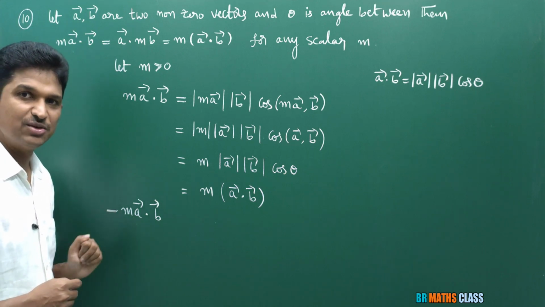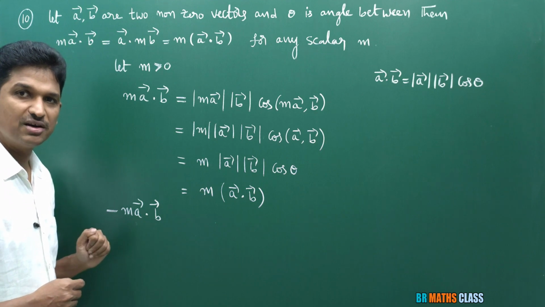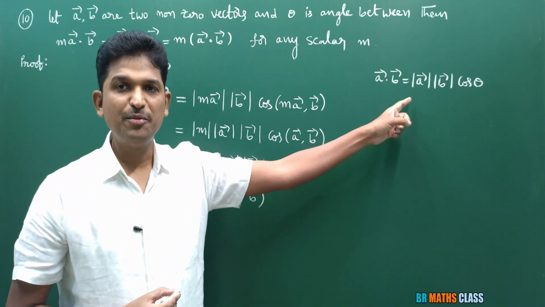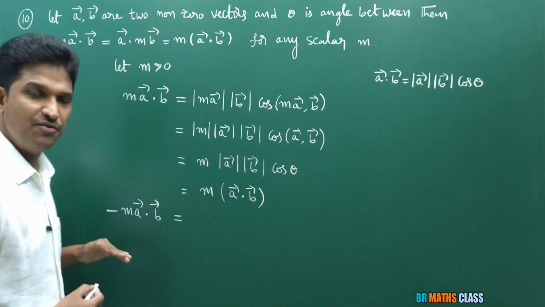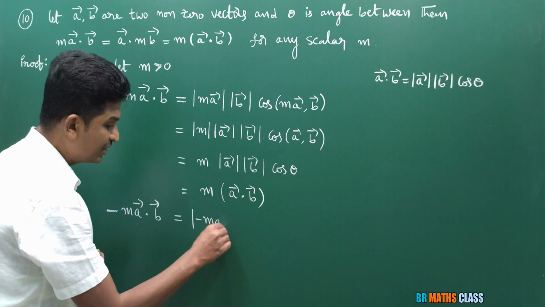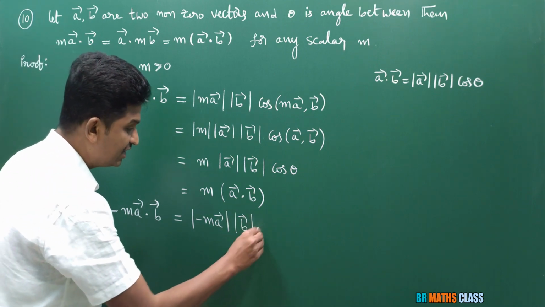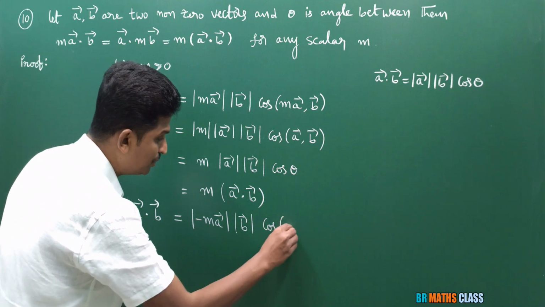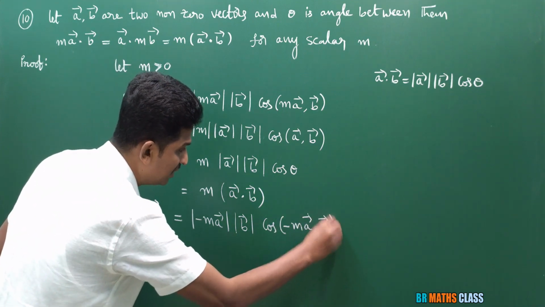Minus M is negative. Okay, I am calculating minus M A bar dot B bar. This is the dot product formula. A bar dot B bar is magnitude of A bar into magnitude of B bar into cos theta. I'll apply the same formula here. What you will get? Magnitude of minus MA bar into magnitude of B bar into cos of angle between the vectors minus MA bar comma B bar.